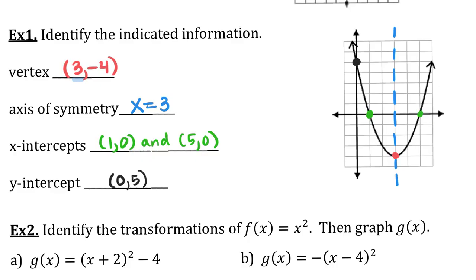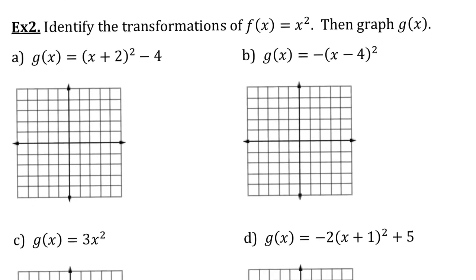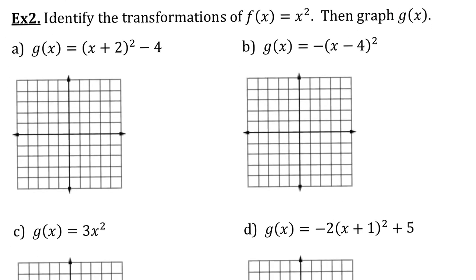Okay, so if I refer to any of these pieces of information, you should be able to tell what I'm talking about. Okay, let's transform some and then graph them based on the parent graph. So identify the transformations of f(x) equals x squared. These are all parabolas, and then I'm going to graph g(x). Since it's asking me to identify the transformations, I am going to list them too. Okay, so what do I have? I have parentheses x plus 2, so that's going to go left 2. And then we're subtracting 4, so down 4.